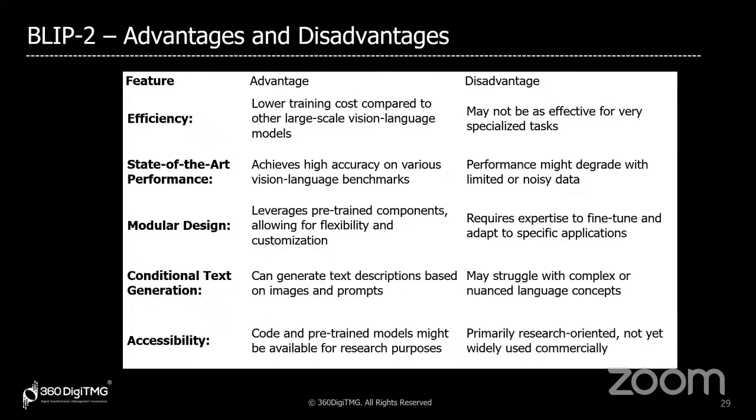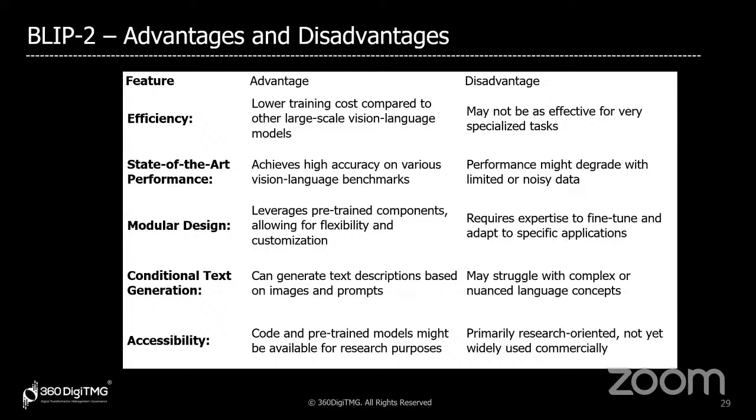The disadvantage is that it may not be as effective for very specific or specialized tasks. Then there is state-of-the-art performance: as we have seen, it achieves high accuracy on various vision language benchmarks. The disadvantage related to this is that performance might degrade with limited or noisy data. If biased or unbalanced data comes in, its performance might degrade.